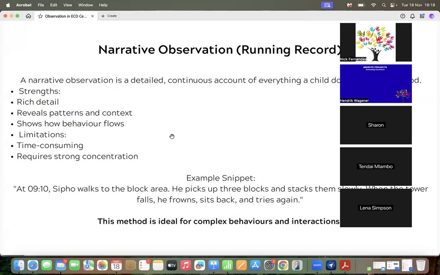So this just shows us that we need to keep on observing Sipo, because sometimes he will get frustrated. It depends on the day that he's had. So maybe he didn't sleep well, so he woke up tired. Then the same thing will frustrate him. He will get angry. He will maybe push another friend. So we also need to look at that.